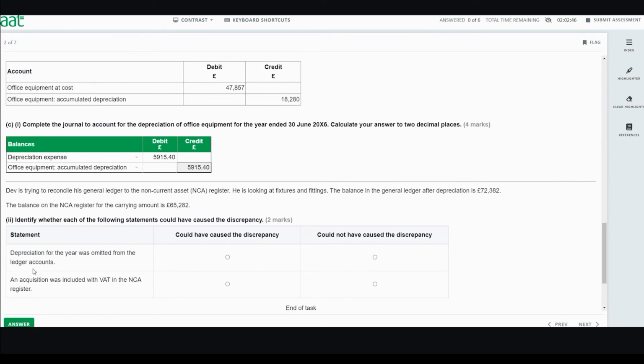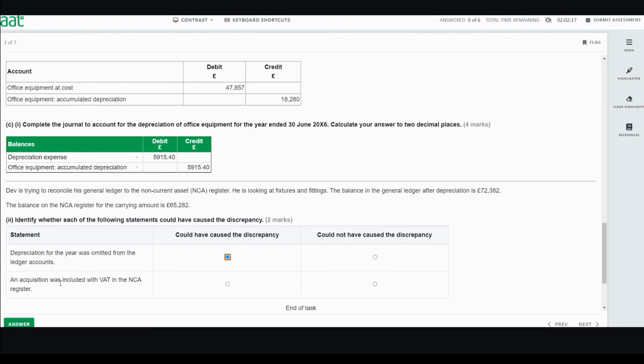So if you've got to enter depreciation and you forget to do it, then this figure is going to be too high. So it's not going to give a true carrying amount. Okay, so that could cause the discrepancy, because when you put the depreciation into the system, it's going to reduce this amount.